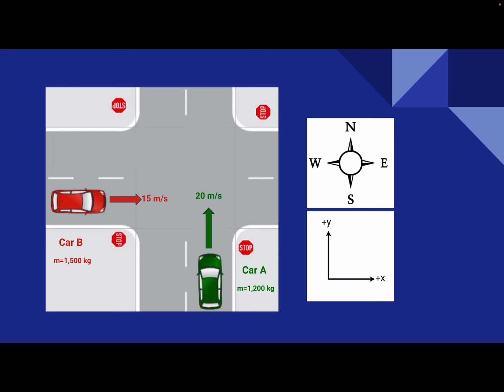We were given and shown two cars, car A and car B, where car A is traveling due north at 20 meters per second with a mass of 1,200 kilograms, and car B is traveling due east at 15 meters per second with a mass of 1,500 kilograms.